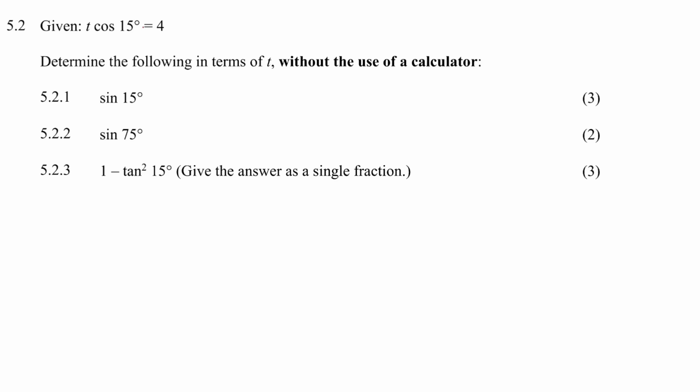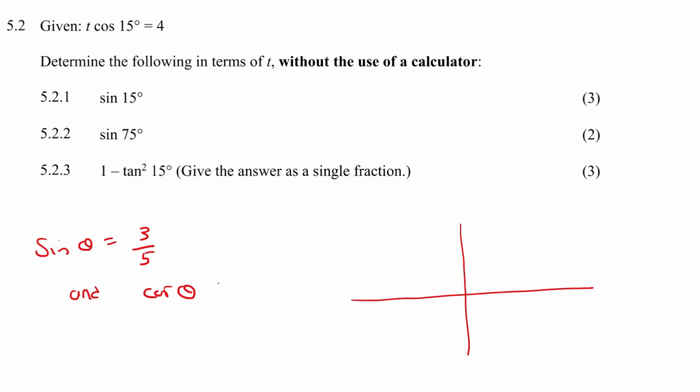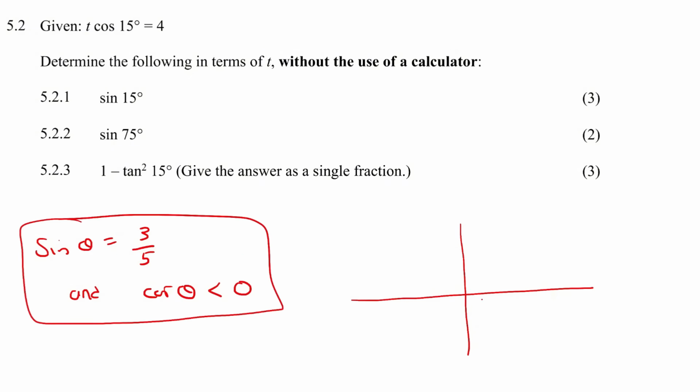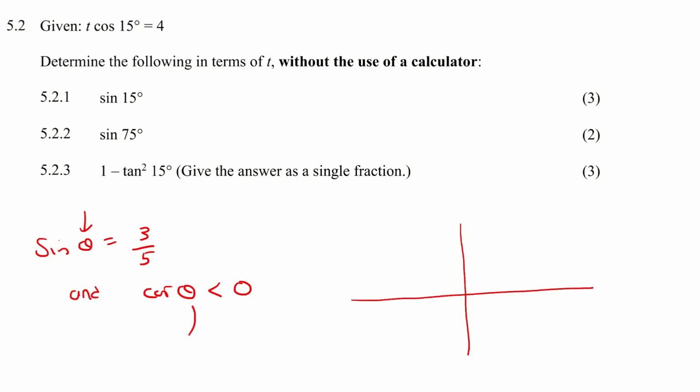Given that t cos 15 is equal to 4, determine the following without using a calculator. Okay, so this is a quadrant question. Now, normally they would give you a question like they'll say sin theta is equal to 3 over 5 and cos theta is smaller than 0. And then from that, you would normally have to try figure out which quadrant you're in because they don't give you the angle.